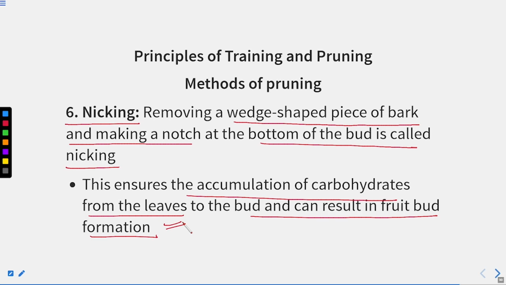We have discussed the training and the pruning process. Training is done to give a proper shape and size, whereas pruning is cutting off of the branches. Training is giving the proper direction to the growth of the tree. So we have discussed all things about training and pruning in these two sessions.